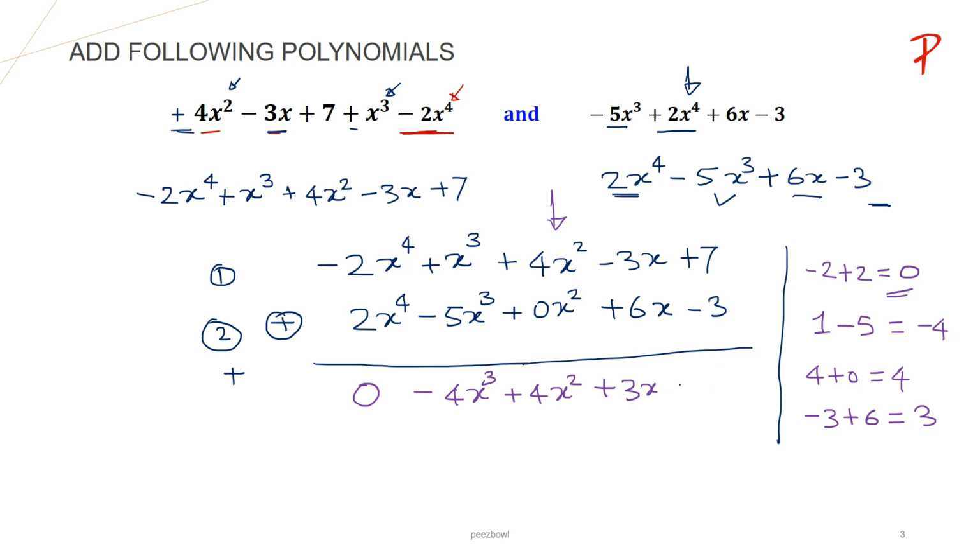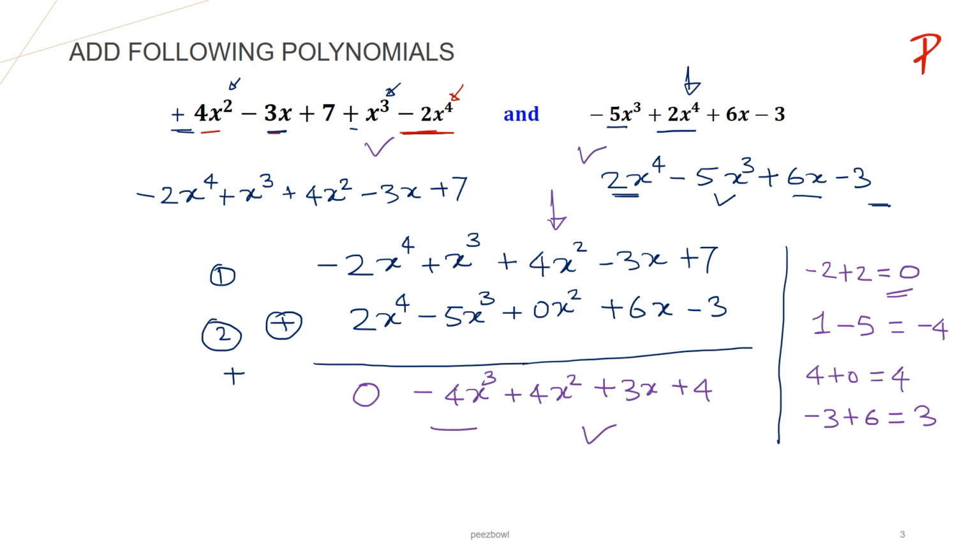And this is pretty simple. Plus 7 minus 3 is plus 4, right? So this is the answer: minus 4x cube plus 4x square plus 3x plus 4. And this is what we get after adding these two polynomials, right?